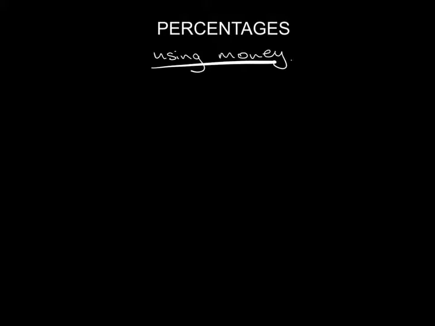So let's say, for example, you will start with £500. You have £500 at the start. Let's say you have a 10% interest rate, and that means the bank will give you 10% extra every year, 10% added on.